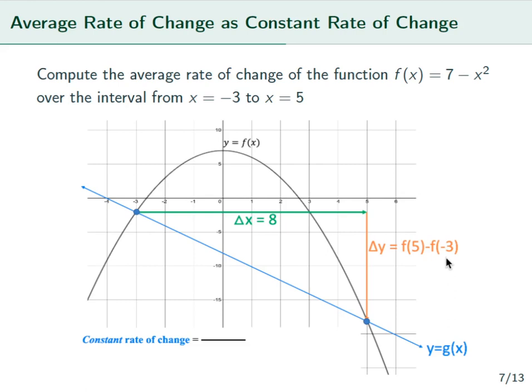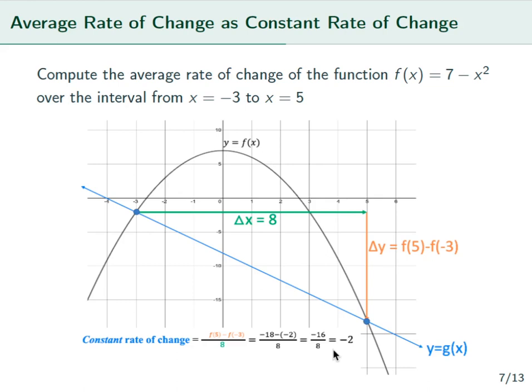So the constant rate of change of this linear function, this blue graph, which is a linear graph, is given by the ratio of its change in y values, which is this value right here, and the corresponding change in x values, which is divided by 8. For this particular function, if I plug 5 here and plug negative 3 here and subtract from each other, it is equal to negative 2. Okay, that means it is decreasing.